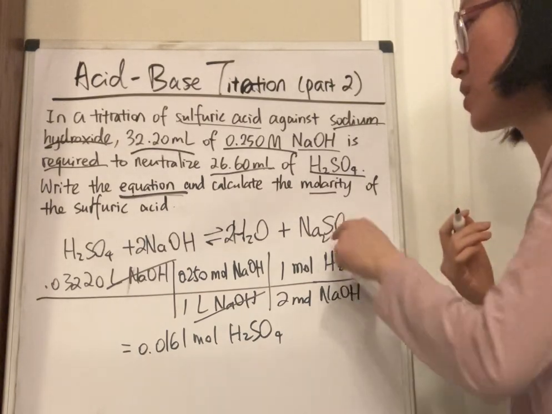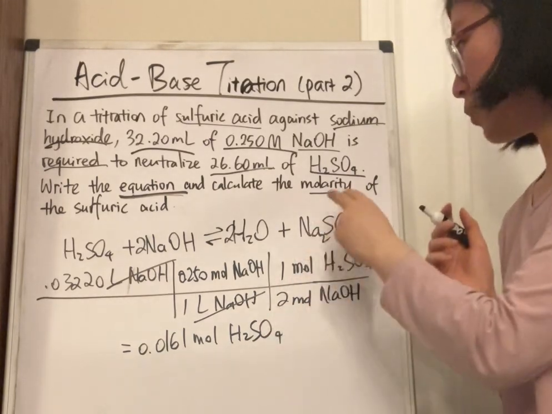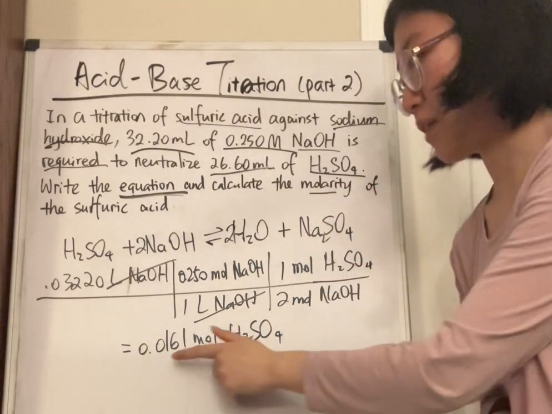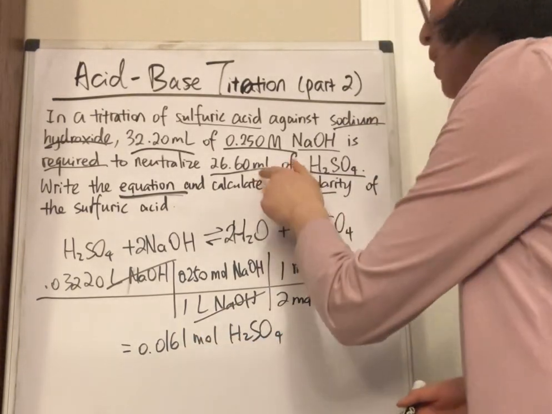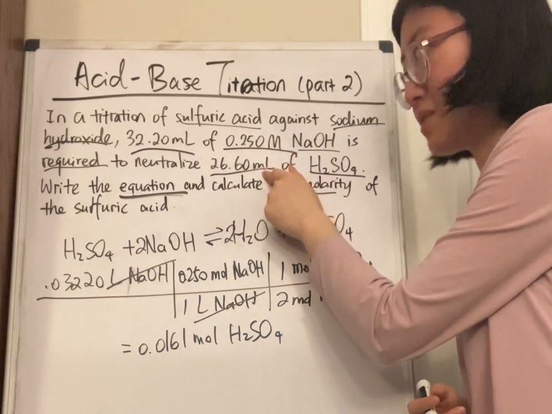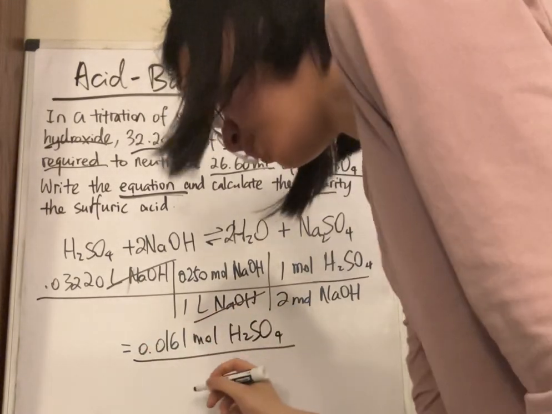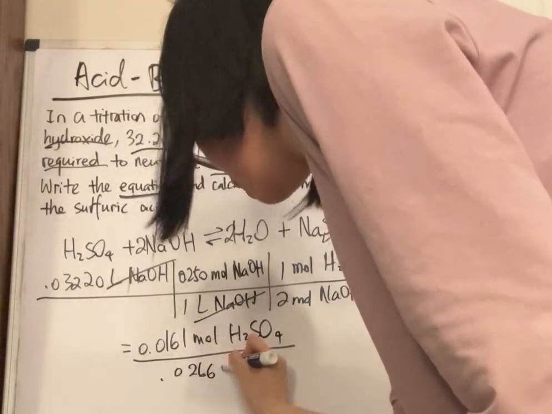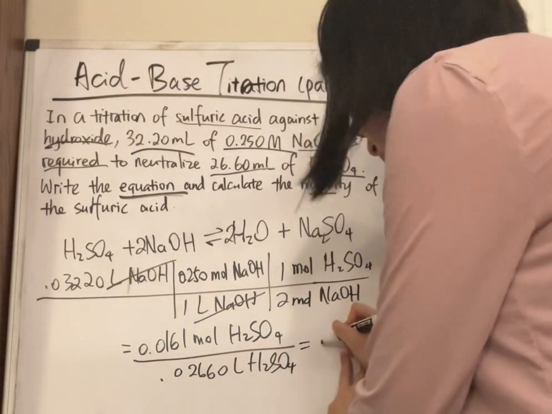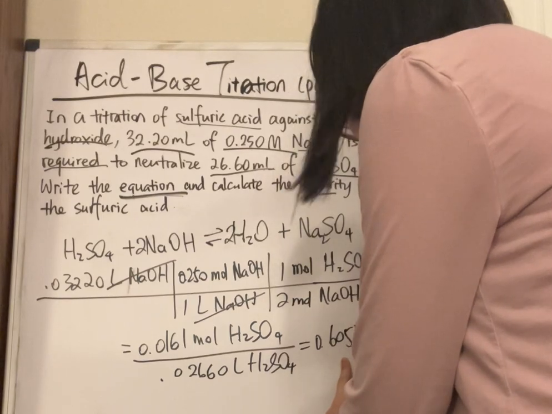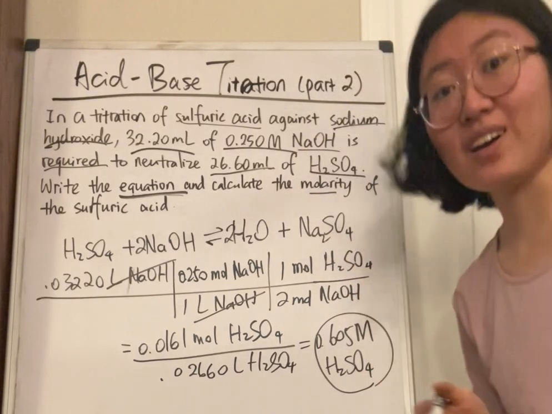And the last thing is just to do the molarity of the sulfuric acid. Well, for knowing the molarity, we have to know the volume, because we have to use the moles divided by the volume to get the molarity. Well, what's the volume? Well, take a look. Volume is in here, 26.60 milliliters. It's easier for us to do the liters, so I'm going to use the liters. It's going to be 0.02660 liters of H2SO4, which is going to give us 0.605 moles of sulfuric acid, and we are done, right?